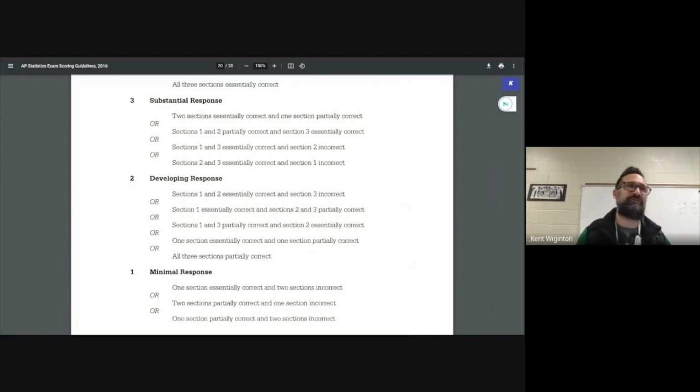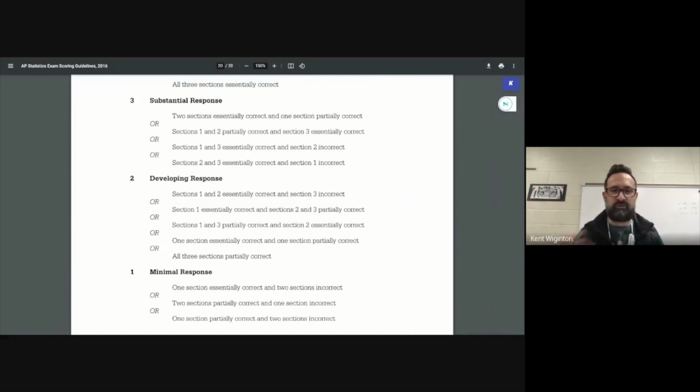Now, I don't know that I've ever seen a 4 on a number 6. They're probably going to nitpick you somewhere and pick off something. But if you missed one part, specifically, if you got 2 E's and a P, that's a 3. That's really good. If you got 1 and 2 partially correct, and part 3 essentially correct, so that's 2 P's and an E, but it's part 3 that was essentially correct, then you can also still get a 3. If you got 1 and 3 essentially correct, but 2 was totally wrong, you still get a 3.